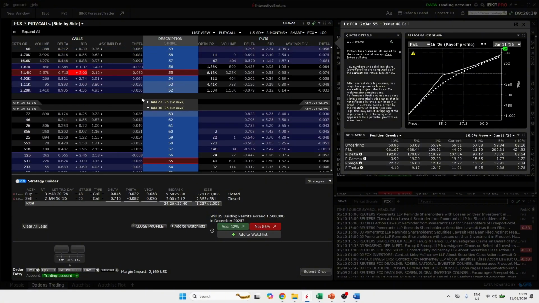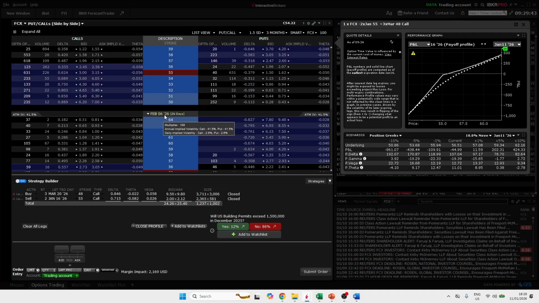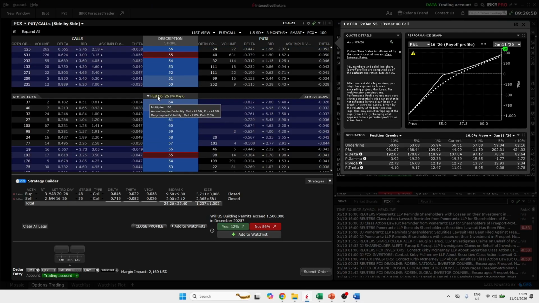I am looking normally to roll them out either to January 30th or February 6th, so about 15 to 30 days out is what I like to look at. In this case, I like the February 6th, and I would like to try to roll them out to the 57s. What happens is that if I roll a 55 to 57, I'm unlocking $200 in profit per call. Since I'm rolling 2 calls, I'm unlocking $400 in profit if the price is closing above 57.